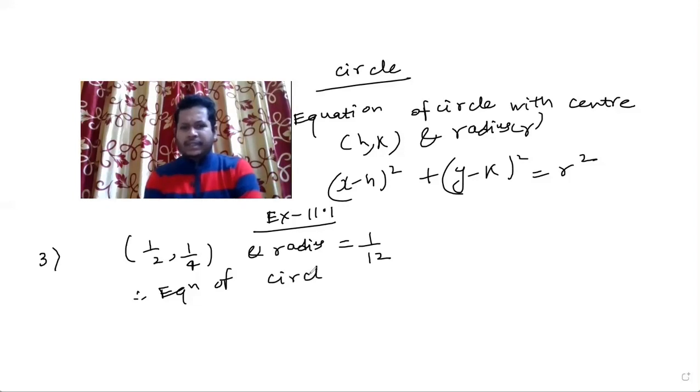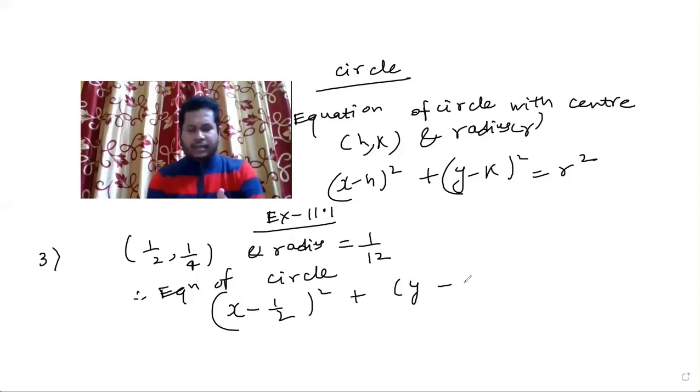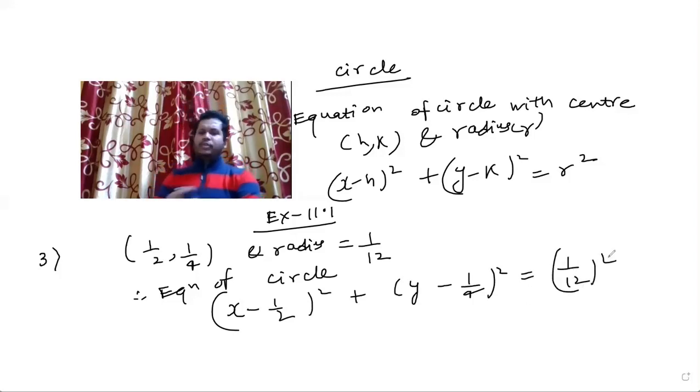Now, this is very simple. We just need to simply substitute in our general equation, as we already know. So it will be (x minus 1/2) whole square plus, using the formula, (y minus 1/4) whole square, and that is going to be (1/12) whole square. Now what we can do here to simplify this is take the LCM.